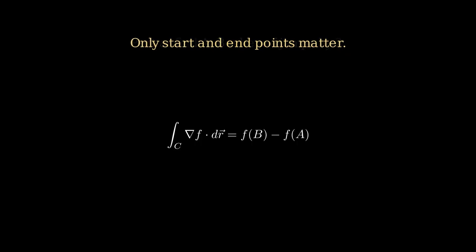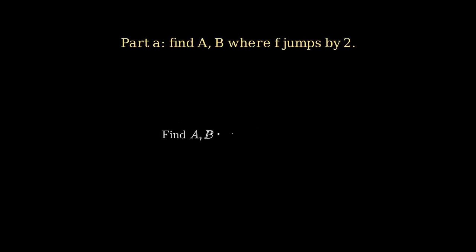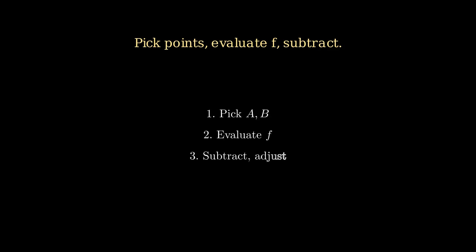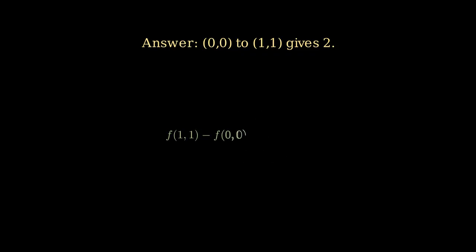Part A. Find 2 points where f jumps by exactly 2, and state the value of the line integral between them. Step 1. Pick any 2 points. Step 2. Evaluate f at both. Step 3. Subtract, and adjust your chosen points until the difference equals exactly 2. Answer. From 0, 0 to 1, 1, f goes from 0 to 2, so the integral is 2.